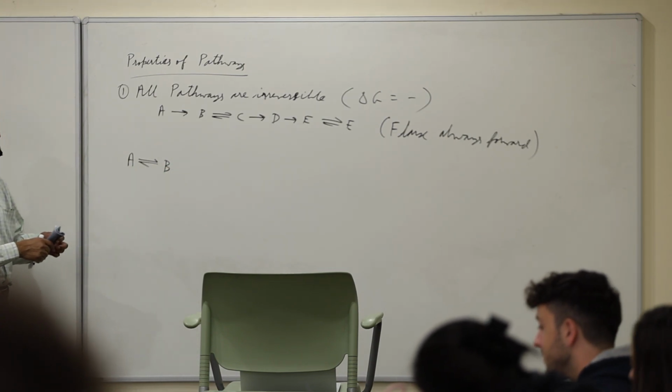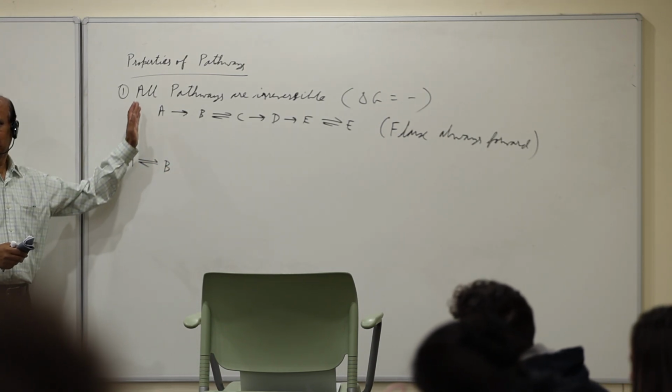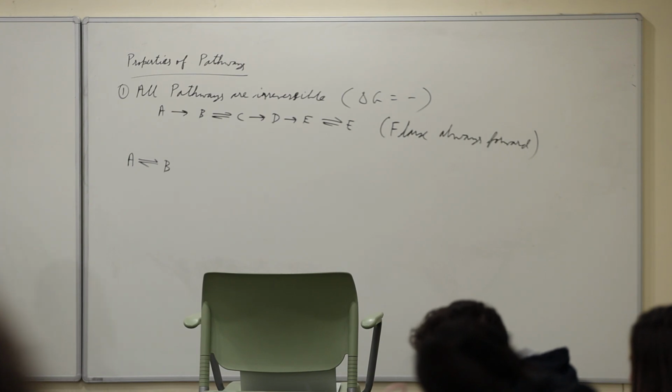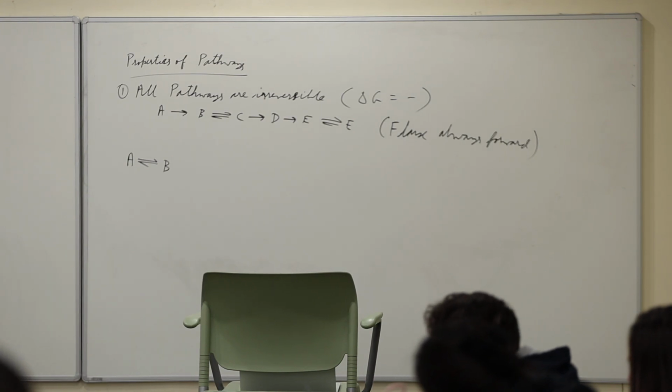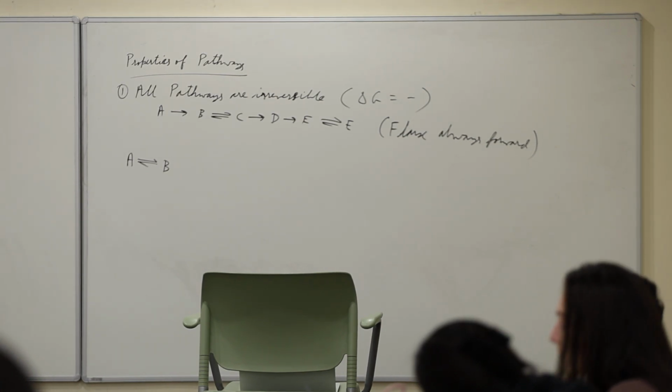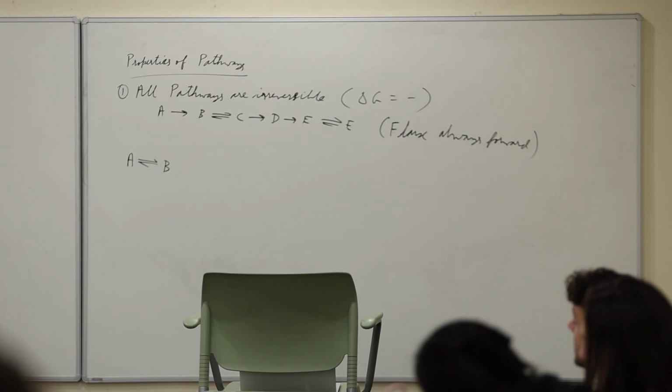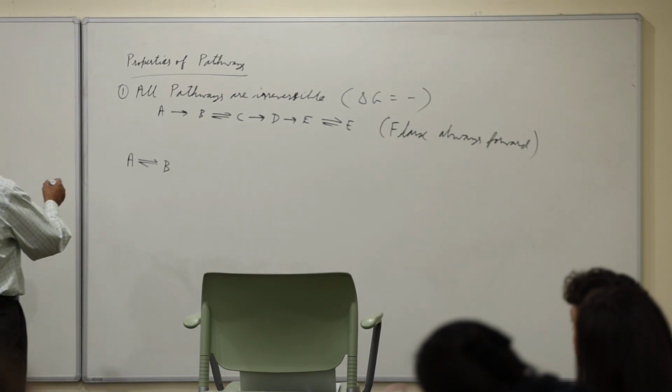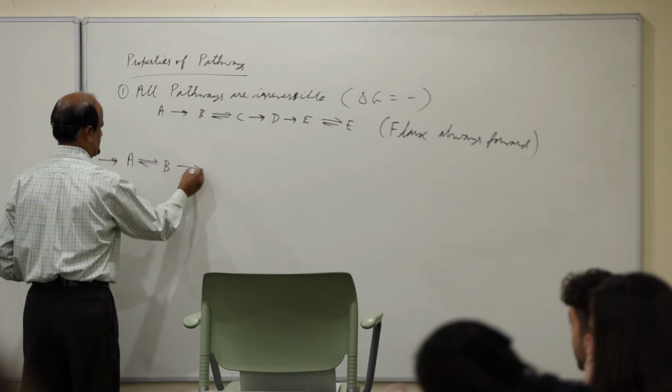if B goes back to A and A goes to B at the same rate, it has come to an equilibrium, then we call that an equilibrium reaction. The same reaction in a cell may not be at equilibrium, because in a cell you don't have isolated reactions like this. It is always part of a pathway. So A is coming from somewhere, and B is going to somewhere.